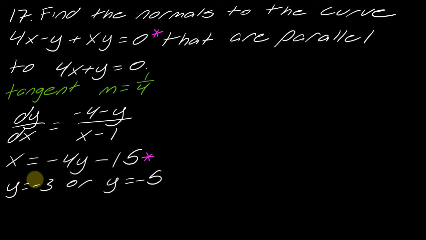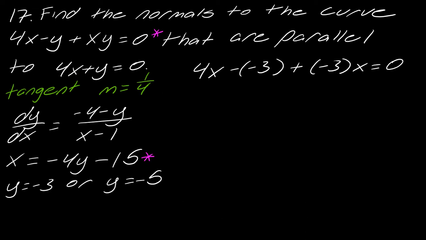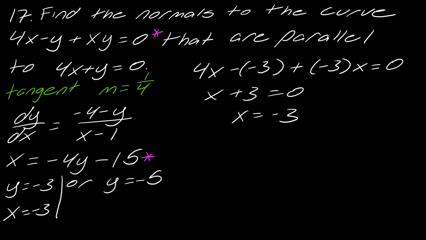So let's plug y = -3 into this equation. So I get 4x - (-3) + (-3x). This needs to equal 0. So let's see, this gives me x + 3 = 0 when all is said and done. So this means that x would equal -3. So I'll note that here. x = -3. There's one pair.